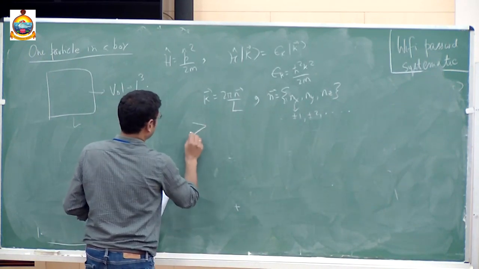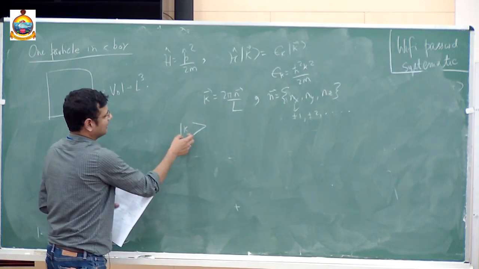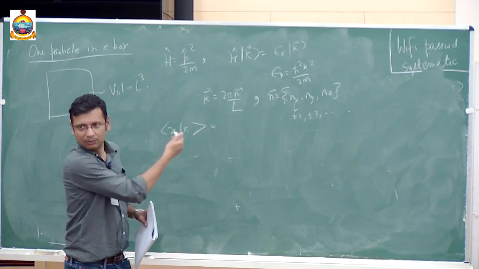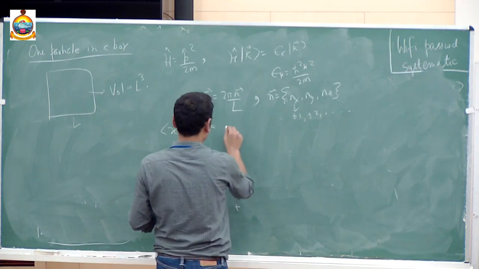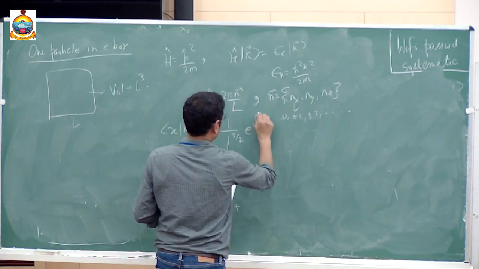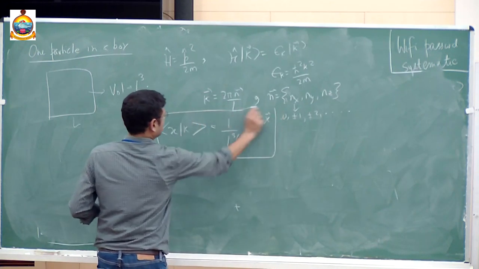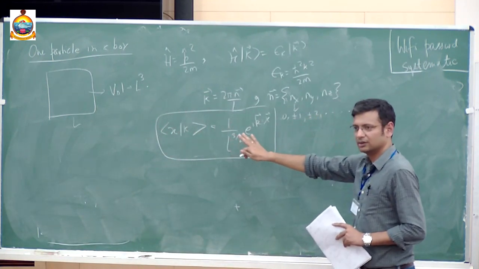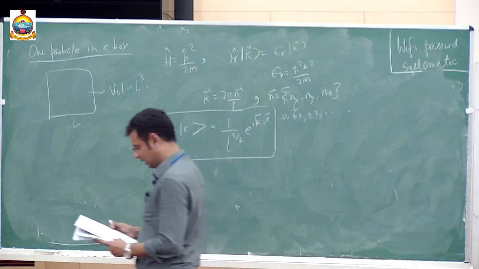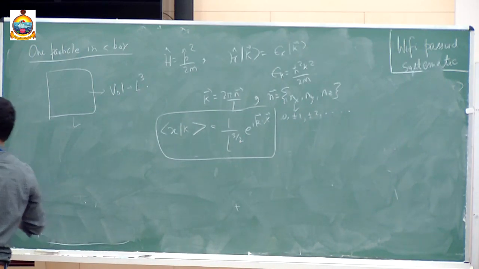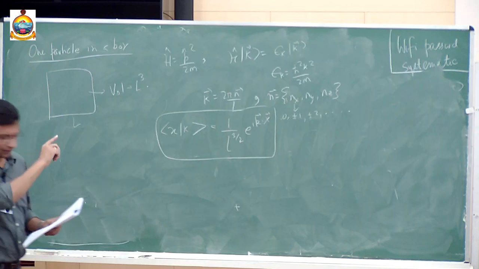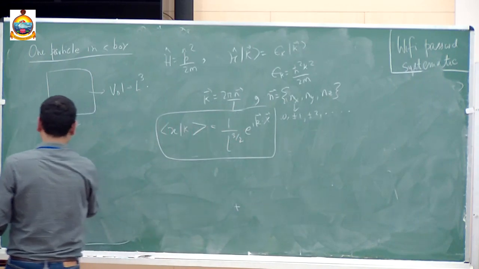Now, I can of course express a state like this in some particular representation. Let's say I express it in position space. Then this is it, right? So far, so good. This is just a free particle in a box, and these are the energy eigenstates. Good. So now let's first calculate this e to the minus beta H, this trace in the position basis. Okay, let's first do this calculation.